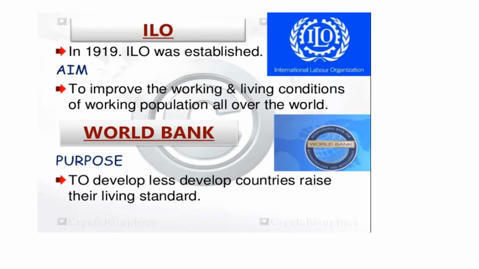Now next one is the World Bank. Its purpose is to develop less developed countries and raise their living standard. We all know that the World Bank is very popular for providing funds to various countries in need, or economically weak countries, right, the countries who basically need the funds. So the World Bank is the international bank, and all the related funds, or the economic conditions of countries across the globe, are associated with the World Bank.